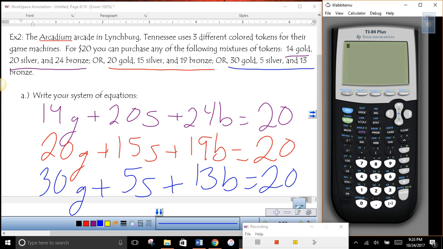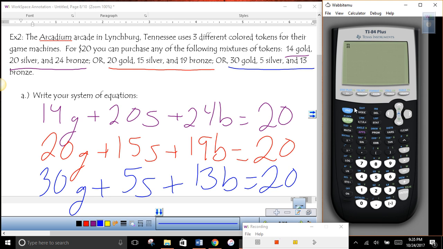So you can use your little calculator. Remember, going into second x to the -1, and we need to edit this. It's going to be a 3 by 4. And then we are putting in 14, 20, 24, and 20. Then we're putting in 20, 15, 19, and 20. And lastly, we're putting in 30, 5, 13, and 20. So I should have 20s across the board. I should have 24, 19, and 13, 20, 15, and 5. And if I arrow over, 14, 20, and 30. Awesome. All right, so it's in there correctly.